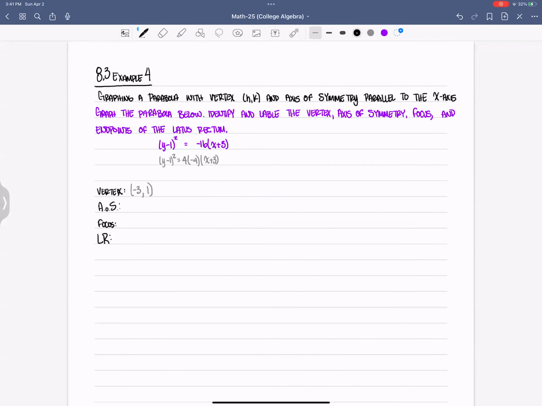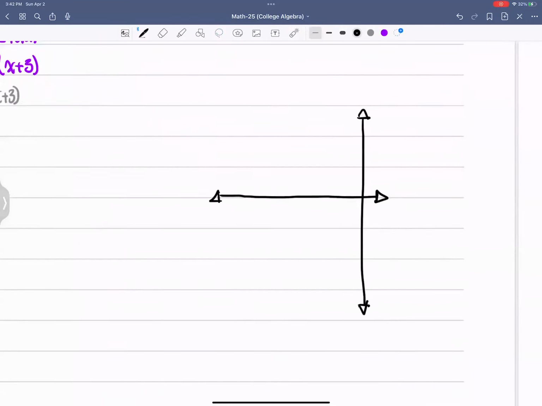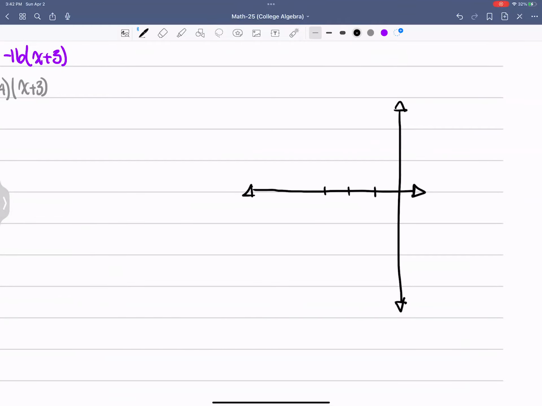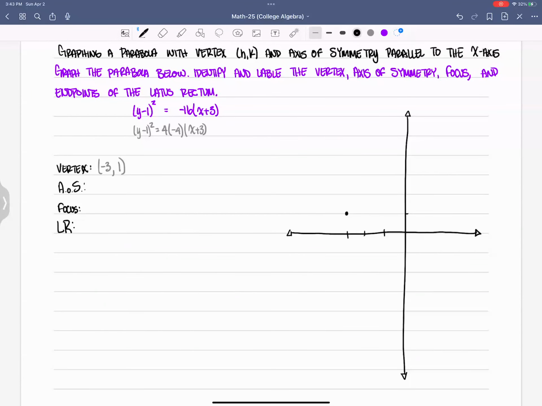Let's go ahead and start graphing that. If we have to adjust it, we will. Okay, so starting off with the vertex, negative 3, 1. Going out 1, 2, 3, and up 1. So we have that. We're going to have to adjust this. One moment. Much better. So the vertex is negative 3, 1, done.